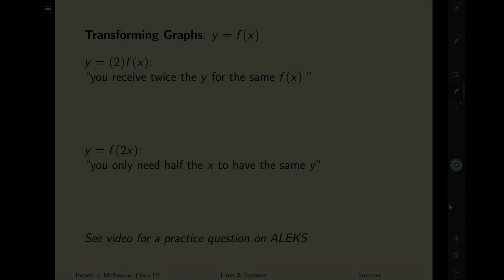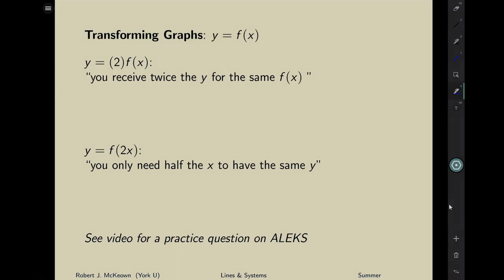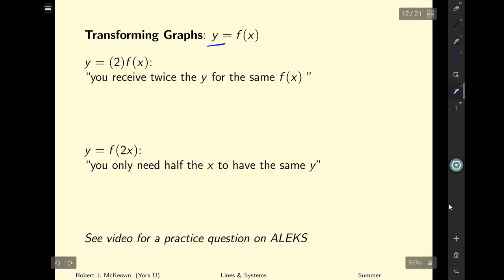Have some tips on how to transform graphs. Essentially, you want to think about having a function in its general form like that. And then there's two manipulations that might be made. One is to double the function itself. In English, what does that mean?